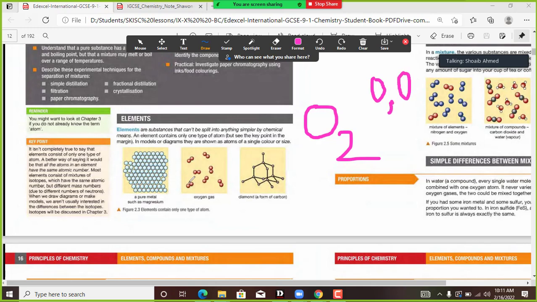So this is an element. Oxygen is an element, nitrogen is an element, carbon is an element. Carbon is monatomic, nitrogen is diatomic, hydrogen is diatomic. This is ozone, O3. Is ozone an element or a compound? If you split this, you find only oxygen, oxygen, oxygen. Three oxygen atoms can be found. So ozone is also an element because only one type of atom is found.